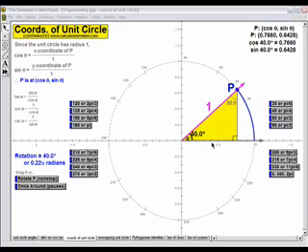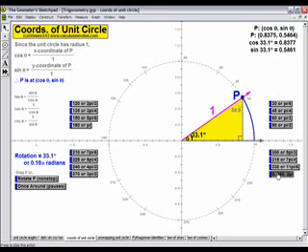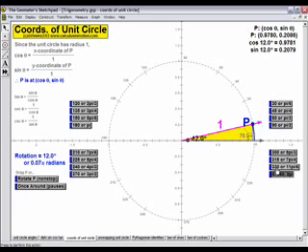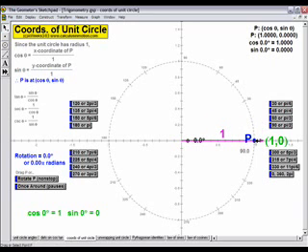The x value, if you look at it visually, it's helpful. So starting at 0 degrees, we're out here on the very end of the unit circle, so we're a distance of 1 to the right, so our cosine is going to be 1. Cosine of 0 is 1. Sine of 0 is 0.